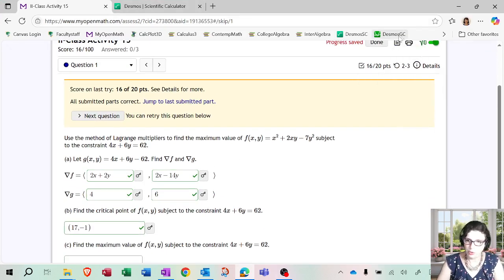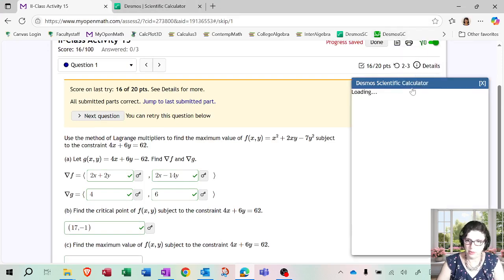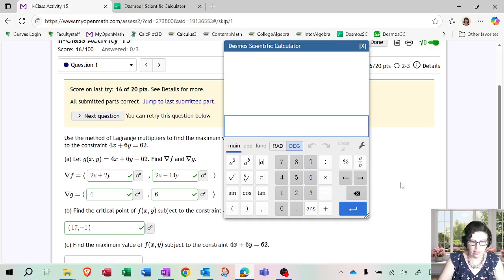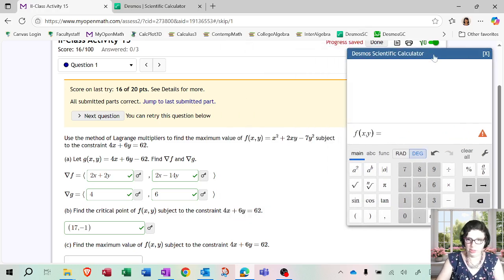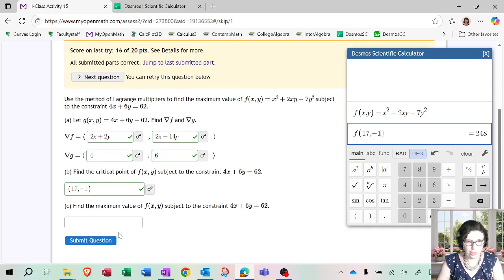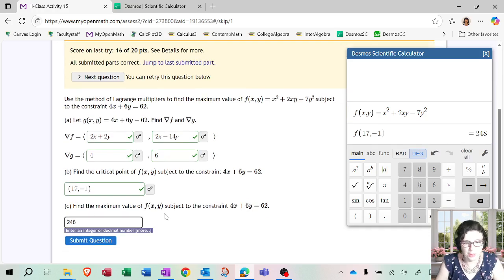Okay, so let me just open the Desmos over here on the side, and let's define f of x, y to be, let's see what it was. It is x squared plus 2xy minus 7y squared. Okay, so what is it at 17, negative 1? So that's 248. That's going to be the maximum.